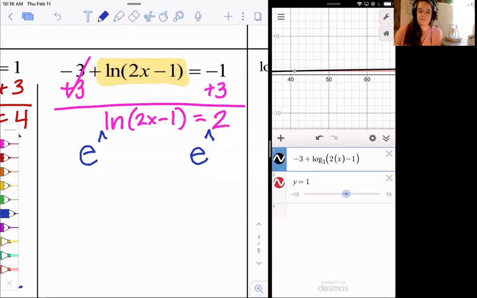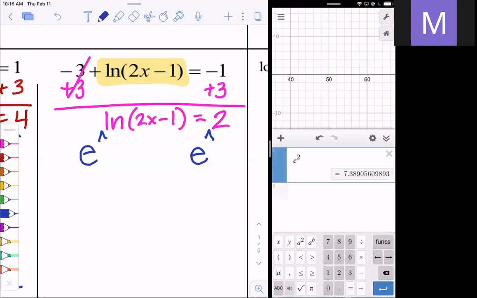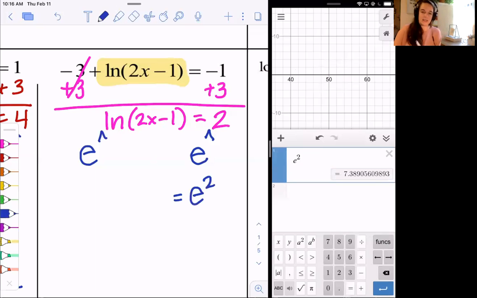Miriam, talk to us about what you would do on this problem. What can I do next? You could put the e squared in the calculator. I could put e squared in the calculator. So I'm going to try e to the power of 2, and I get 7.389. I'm going to leave it in my calculator, but I love that we put it in. I'm going to leave it as e squared.